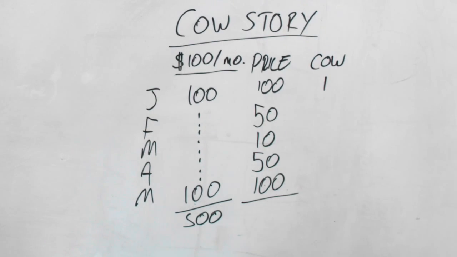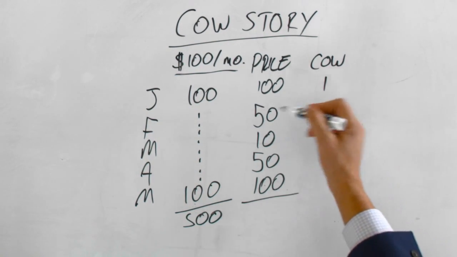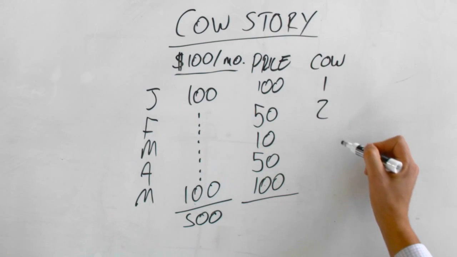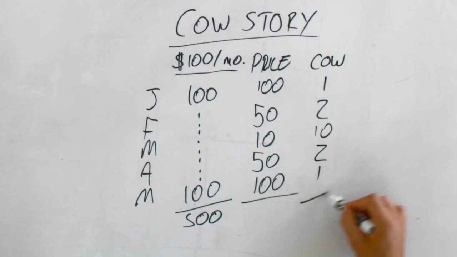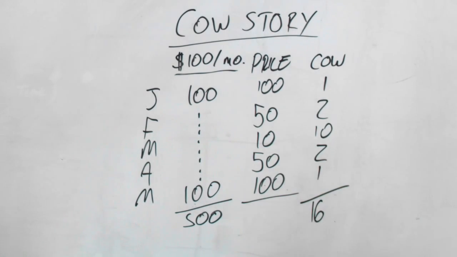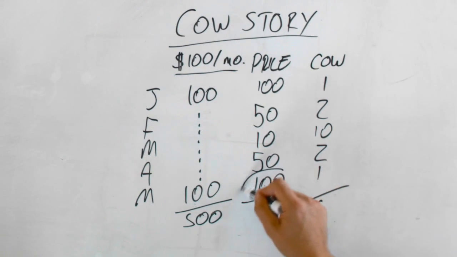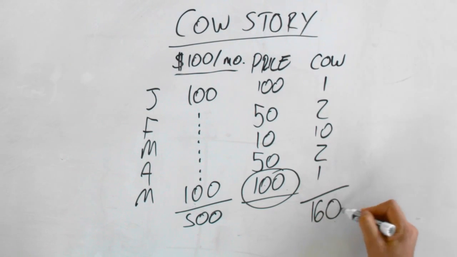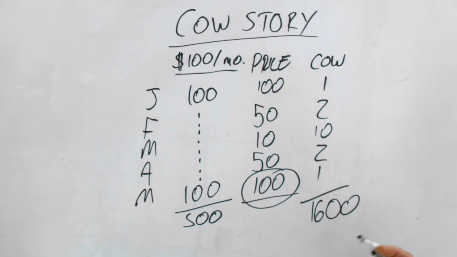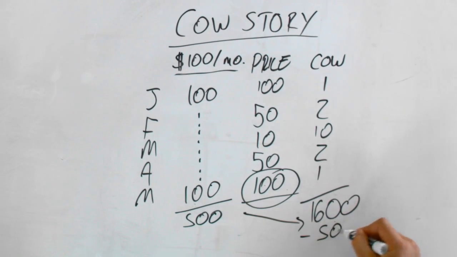So in the second month, we're still buying. We buy 2. In the worst month, we buy 10. We buy 2 more, we buy 1 more. So we are now the proud owners, Mark and I, of 16 head of cattle. The price of our cows today is $100, so we're now the proud owners of $1,600 worth of beef. Our investment was $500, so minus our $500 investment, we made a net profit of $1,100 during the worst period that the cattle industry has ever seen.